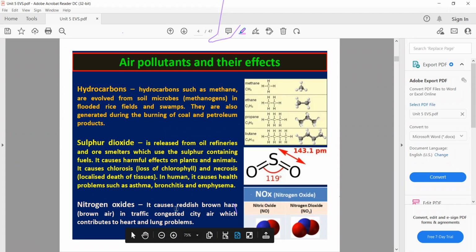So next time when this happens, please make sure you are not inhaling that air, or you cover your nose and mouth with your handkerchief. And the best way is you wear your mask. That will give you protection from two things. That will keep you protected from COVID-19 coronavirus, and it will also keep you protected from these pollutants.